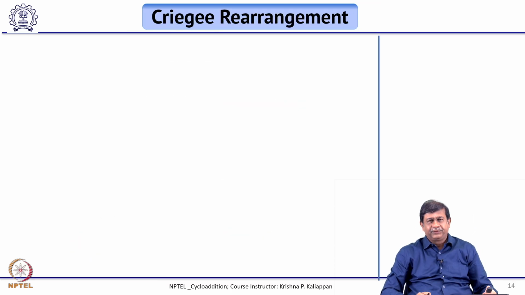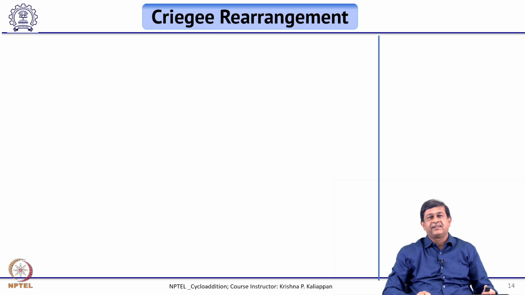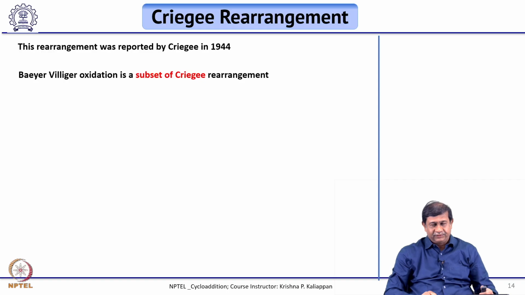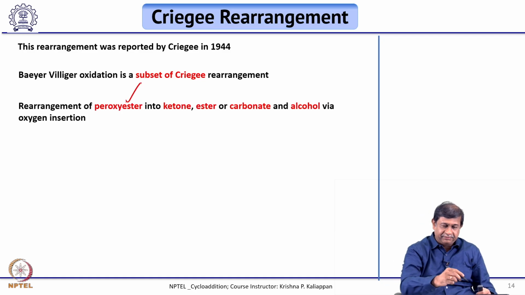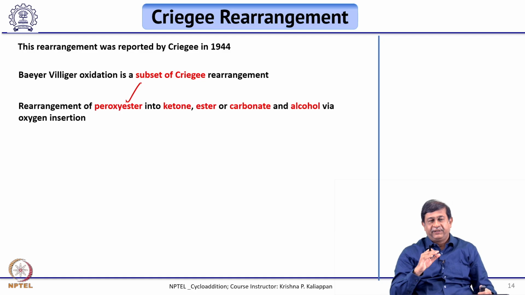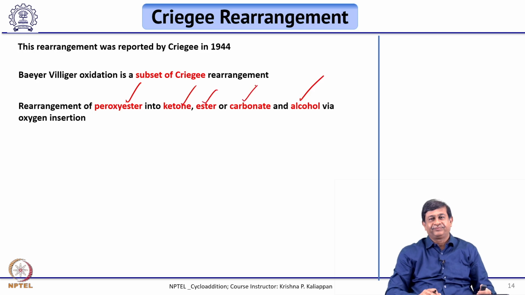So, before I proceed to other dipoles, I will talk about one name rearrangement which is part of this ozonolysis, called Criegee rearrangement. This was discovered in 1944 by Criegee and is also a small class of Baeyer-Villiger oxidation. This rearrangement is nothing but rearrangement of a peroxyester. This peroxyester undergoes rearrangement to give 3 different compounds: ketone, ester or carbonate, and alcohol.